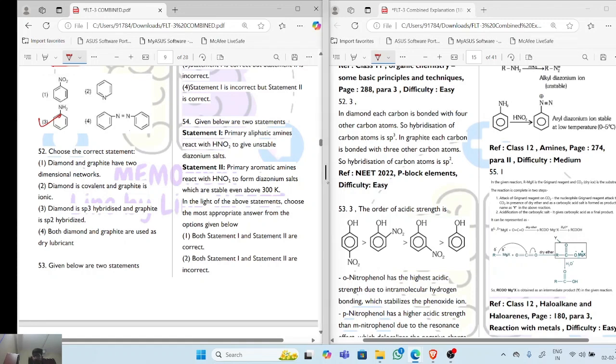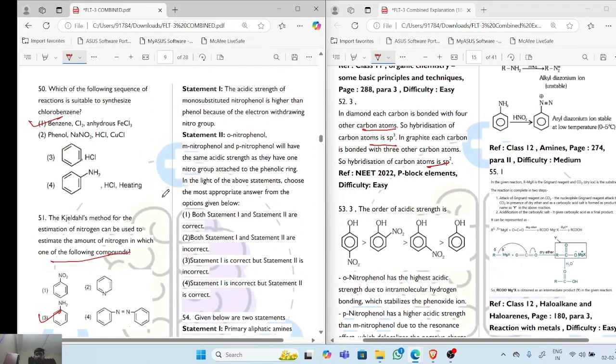We know in diamond each carbon is bonded with four other carbon atoms, so hybridization of carbon is sp3. In graphite each carbon is bonded with three other carbon atoms, so hybridization is sp2. So option number 3, diamond sp3 hybridized and graphite sp2 hybridized, is our correct answer. Now question number 53.